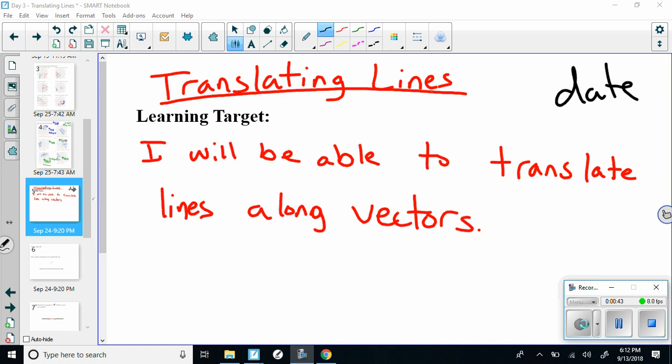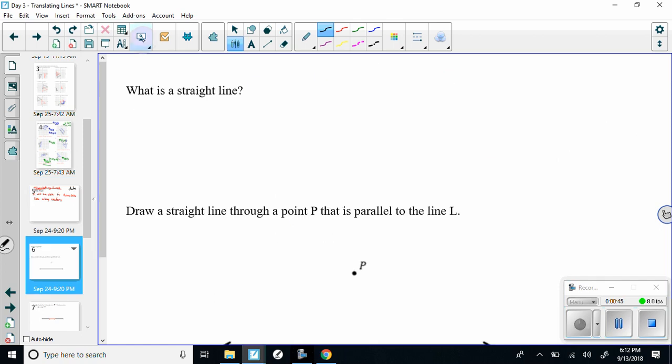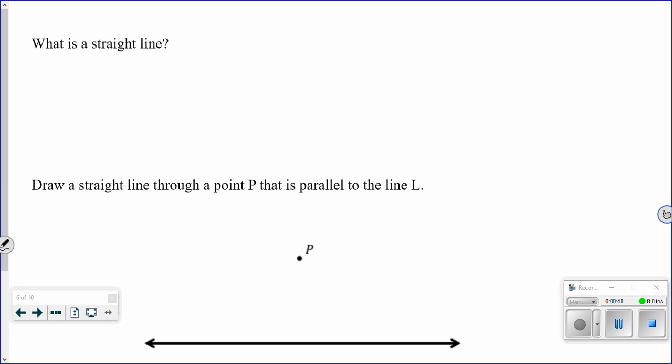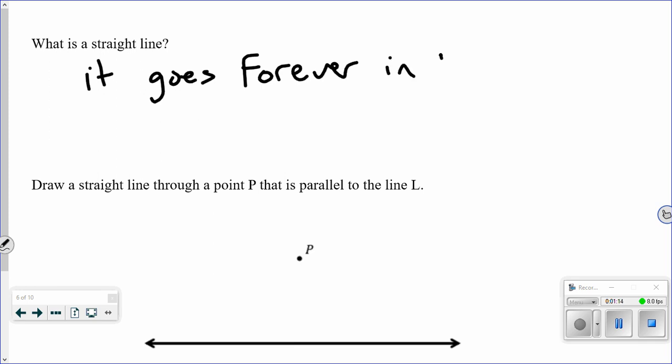So as we take a look at our first question, we have, what is a straight line? Maybe try to pause the video, maybe try to come up with your own definition. But hopefully we come up with something along the lines of a straight line is something, or we know that it goes on forever in both directions.